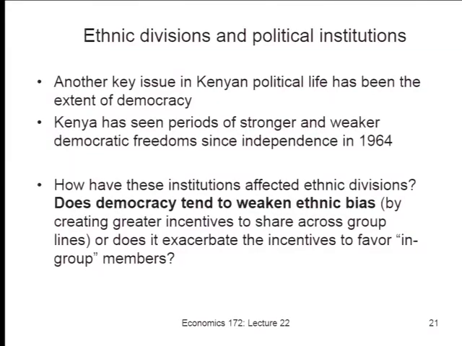Maybe in a democracy where political parties are organized along ethnic lines, you see the most blatant ethnic appeals, ethnic discrimination, and all the political competition. All that it does is bring out all these divisions in politics, making for more extreme ethnic bias.